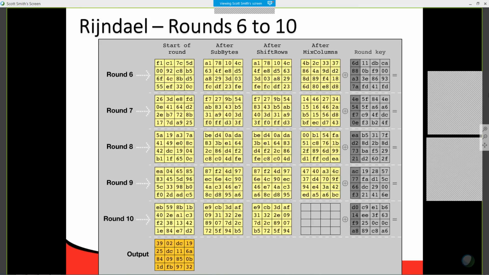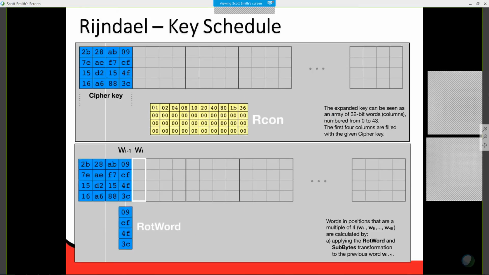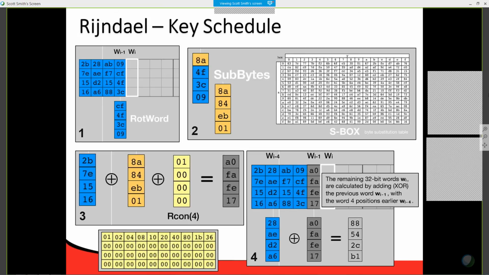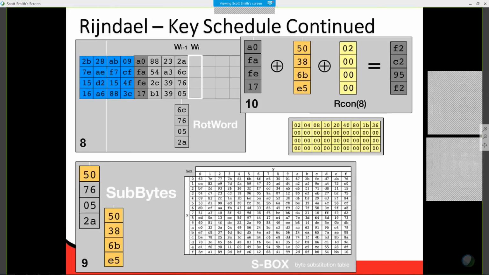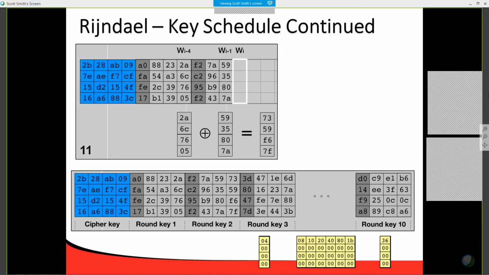Oh, and then that's the key scheduler where you can generate your round keys. There's a whole bunch of different processes to generate the round keys. And looks like a fun class, huh? The answer is no.